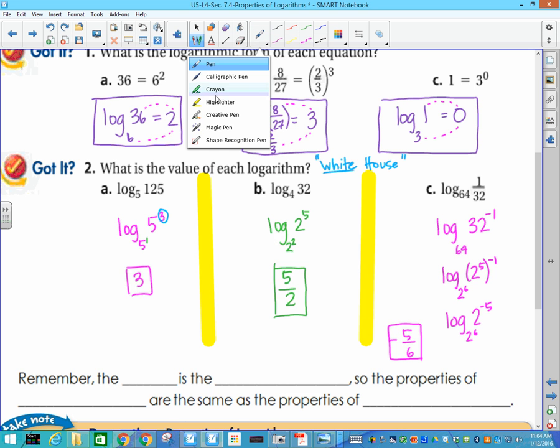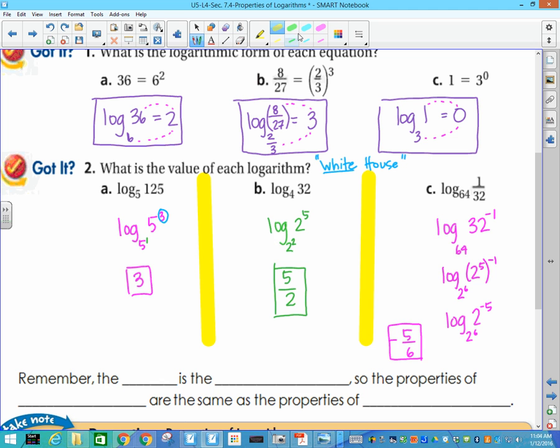So let me go highlight this so you can see what's happening this time. This exponent here is how I'm getting my answer here. This exponent here is how I'm getting that answer there. It doesn't matter if you write negative 5 over 6, negative 5 6, however. But as I keep saying, the log is the exponent.